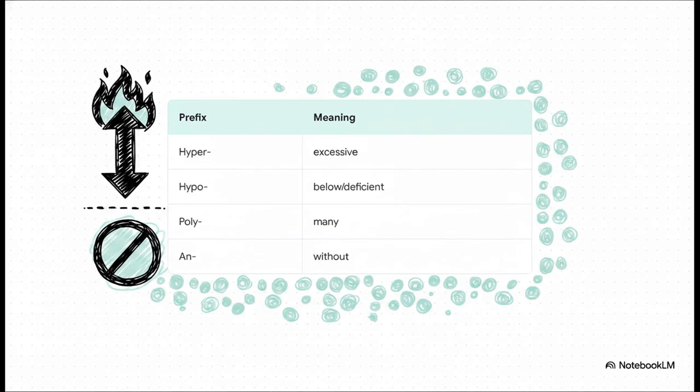Now, really pay attention to the critical one-letter difference in our quantitative prefixes here. Hyper means excessive, and contrast that directly with hypo, which means below or deficient. I mean, literally one single vowel changes the entire clinical picture. We've also got poly, for many, and an, meaning without.